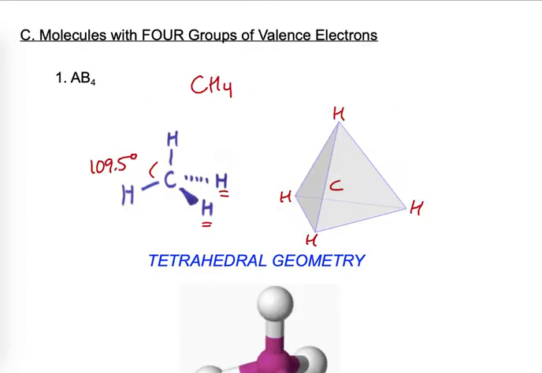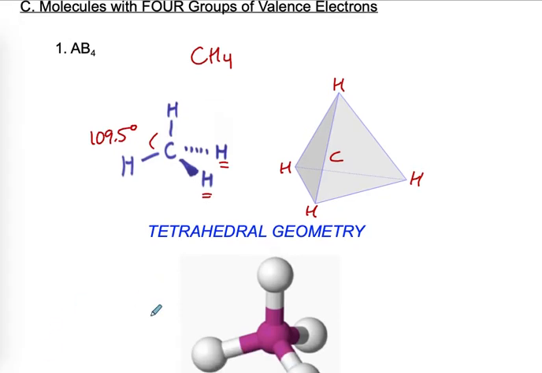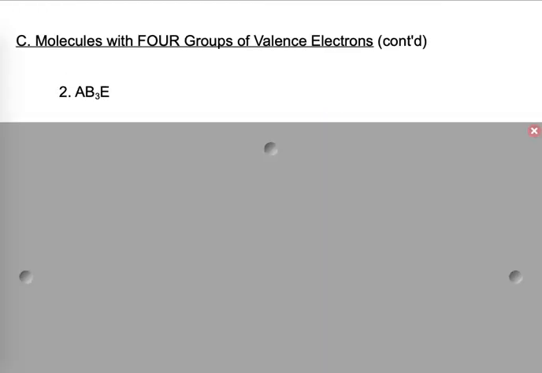Did I indicate the bond angle in the previous case? I did. Good. Okay. Now, let's look at two other examples of molecules in which there are four groups of electrons around the central atom. If there are three bonded atoms and one lone pair, and therefore the molecule is an AB3E type molecule, an example of that would be ammonia.